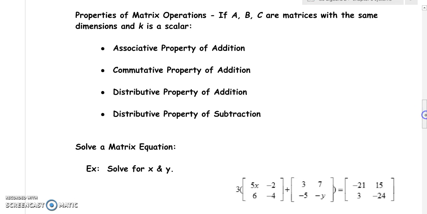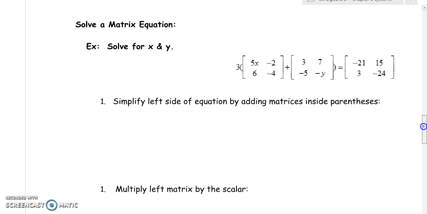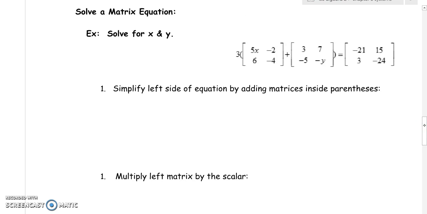Matrices have some fun properties. It's associative, commutative, distributive across addition and subtraction. We don't have some of the fun things because of the way that matrices work when we figure out matrix multiplication. So notice this is just addition and subtraction we're talking about here. This does let us do some solving for x's and y's.